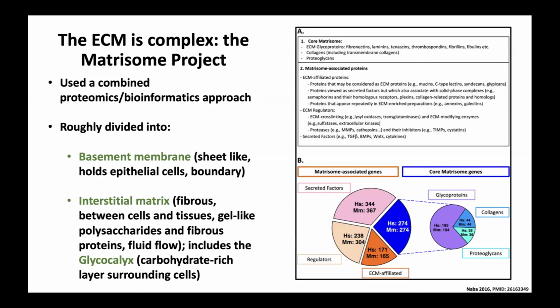The other category is interstitial, and this is the part of the ECM that is between cells and tissues. It has the gel-like polysaccharides and the fibrous proteins, and it supports fluid flow. I have also included in this category the glycocalyx. I'm not sure everyone would agree with that, but no one ever talks about the glycocalyx in the context of the ECM, and I think it's important. So the glycocalyx is this carbohydrate and matrix protein-rich layer on the outside of cells.